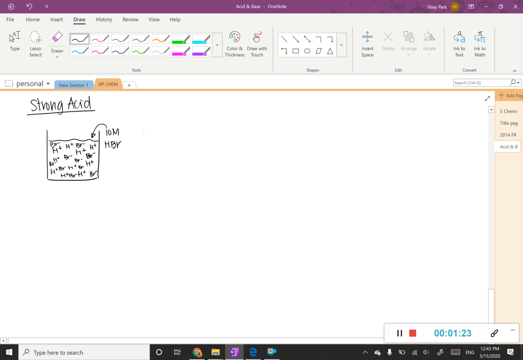That is basically the idea behind a strong acid versus a weak acid. And obviously it holds true for bases as well. This is why we use an arrow that's going straight. It's not a double arrow. So this is where we bring in the ice table: initially, change, and at equilibrium.